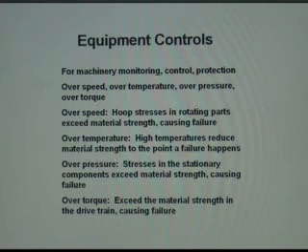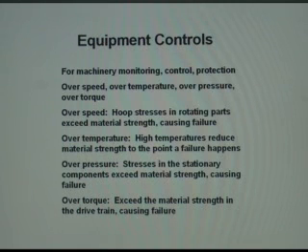Overspeed puts hoop stresses in the rotating section of the machine, causing a failure of the rotor, which is about the worst that can happen because you end up having pieces leaving the machine with high velocity. Over temperature will reduce the material strength to a point where failures will happen. Overpressures will overstress the stationary components of a piece of machinery beyond the material strength, causing failure and loss of containment of the process gas.